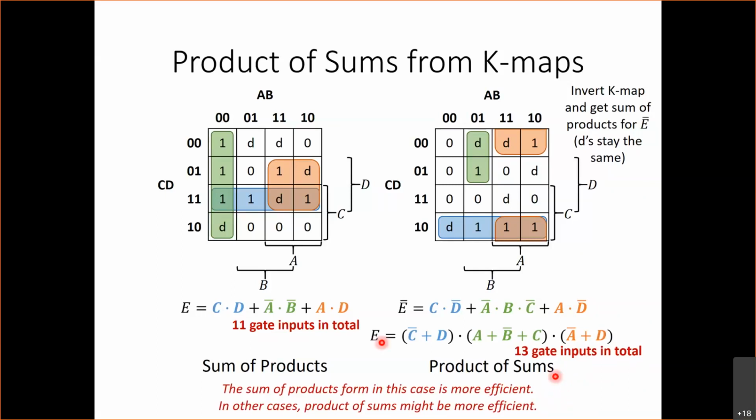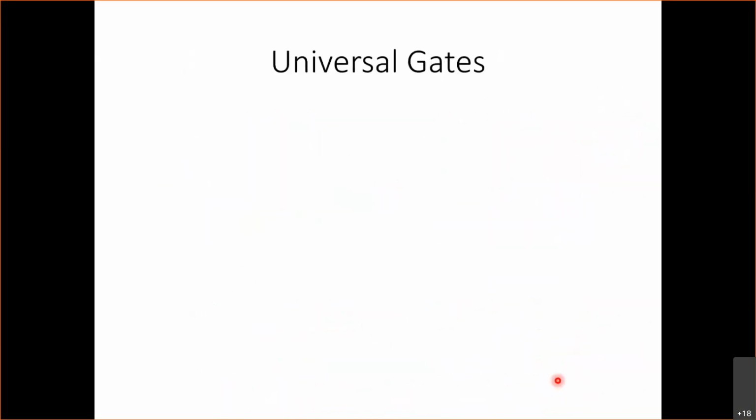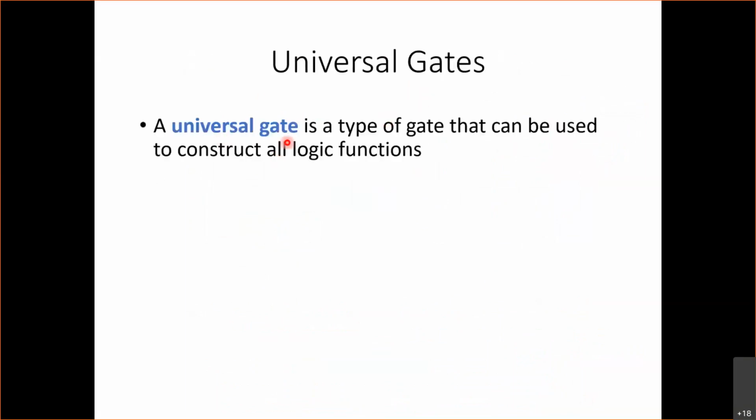Okay, so if there are no questions, I'll move on to the final topic for today, which is universal gates. A universal gate is a type of logic gate that can be used to construct all logic functions. So far we've been using AND gates, OR gates, and NOT gates, and our circuits have been comprising of these three types of gates.